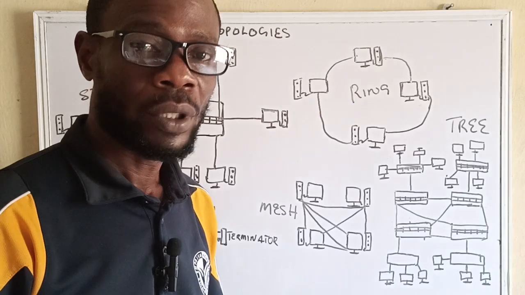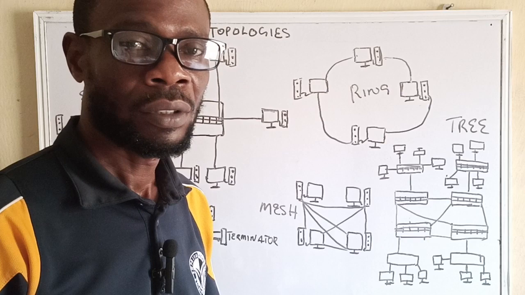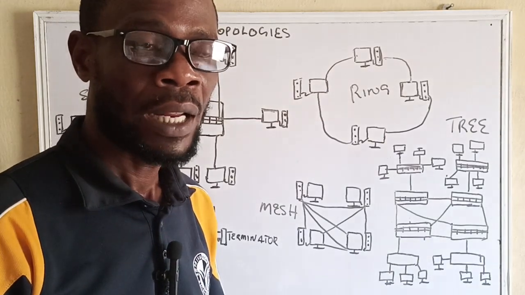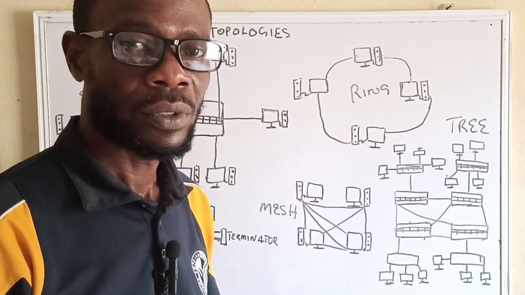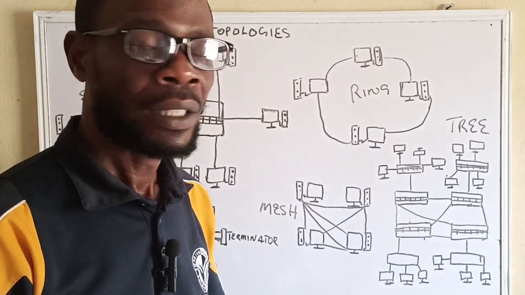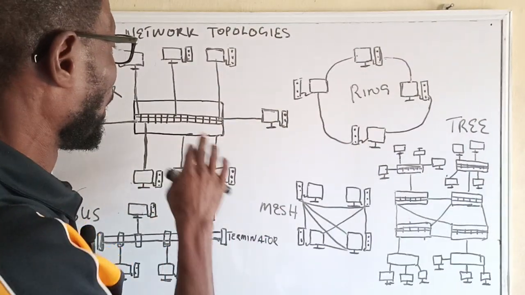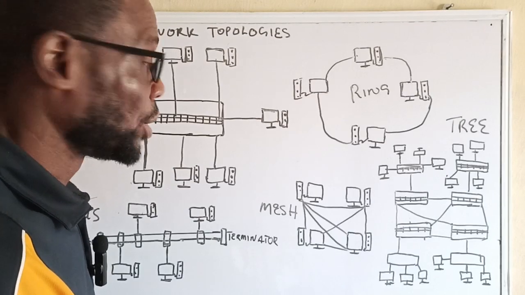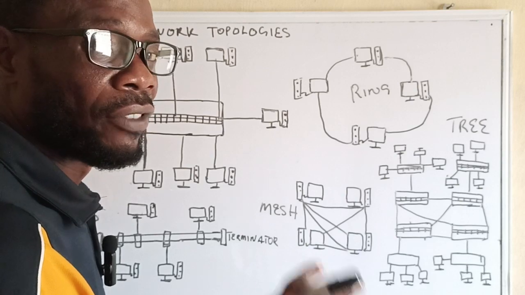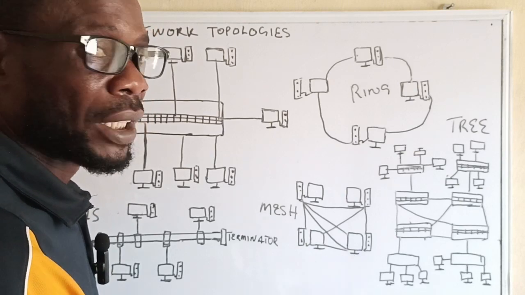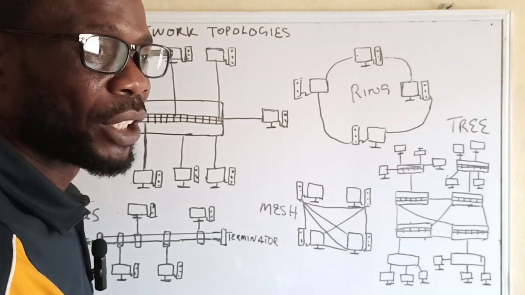Okay, network topologies. A topology is a physical layout or structure of a particular network, which comes in various types, and I'll start from the star topology. Now, this is a star topology. In a star topology, all computers are connected in a star formation. Computers are connected to a central device called a hub or switch.